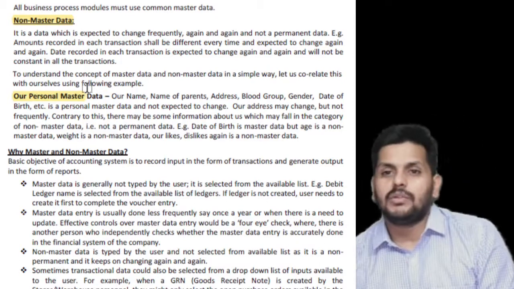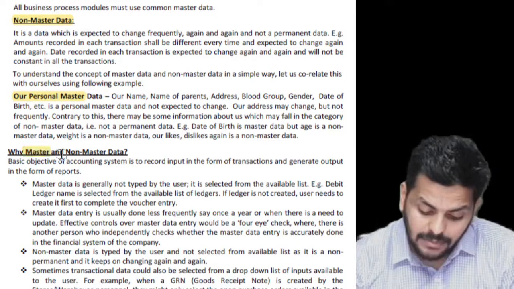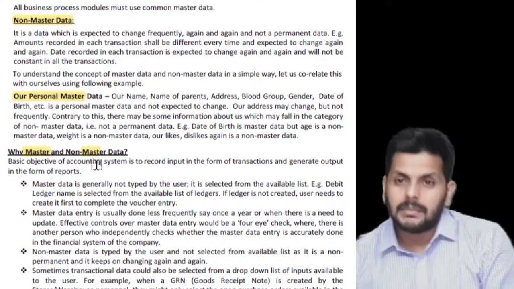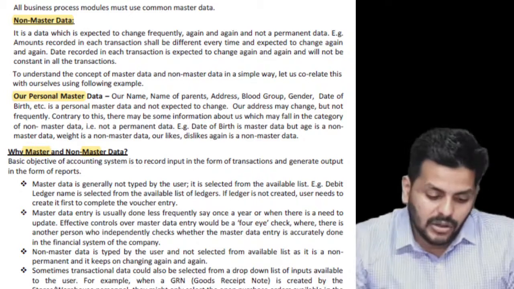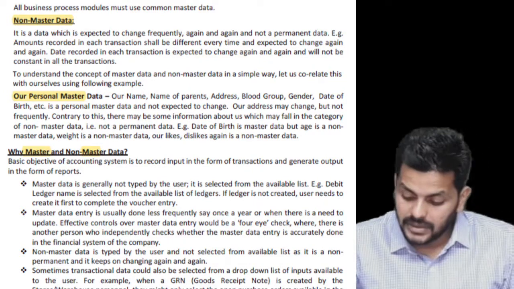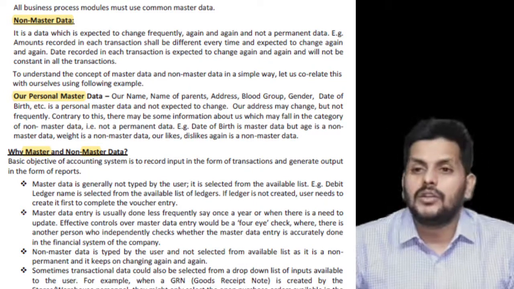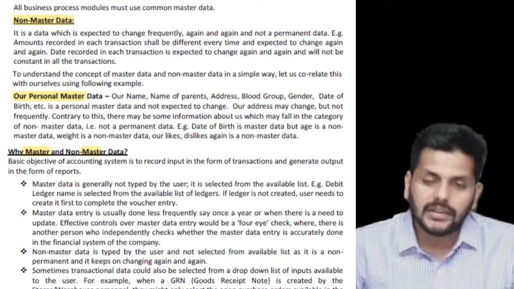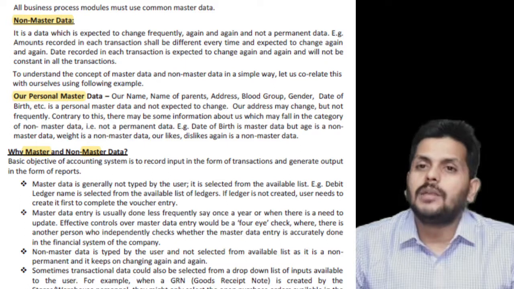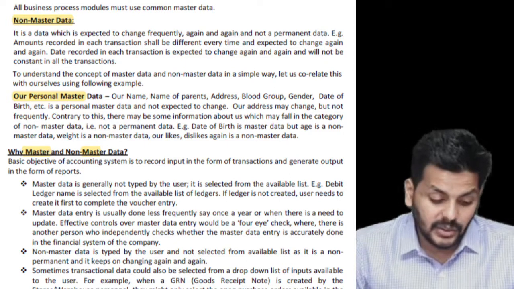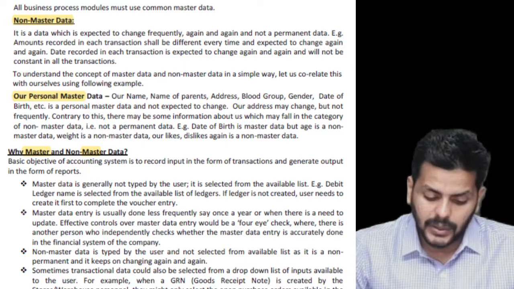And the big question which can come in the exam is why master and non-master data. But before that, I want you to quickly read up about non-master data very fast. Don't tell me that you are making us read. I've already explained this in detail in the first chapter, which is why I'm making you read now. Non-master data is called transaction data. First thing you understand that.